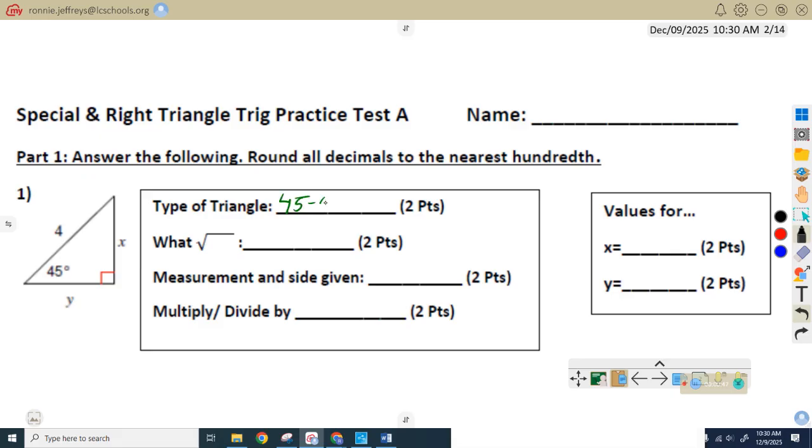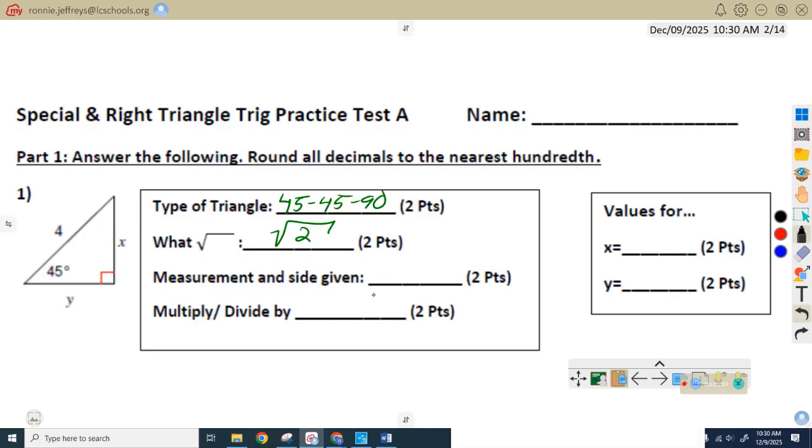All right, so this is a 45, 45, 90. Do you have to answer it like that? Yes. What square root are we going to use? The square root of 2. Do you have to write it like that? Yes. Oh, that one's still frozen. Sorry, I was trying to handle some other stuff.